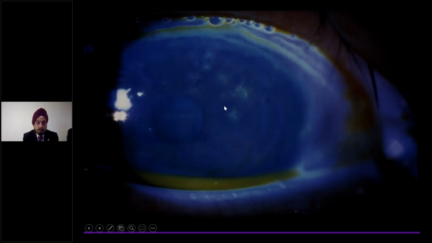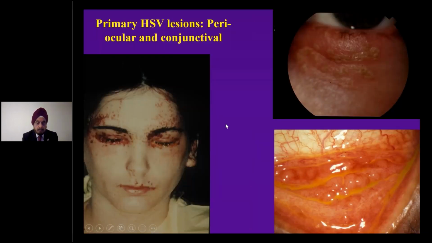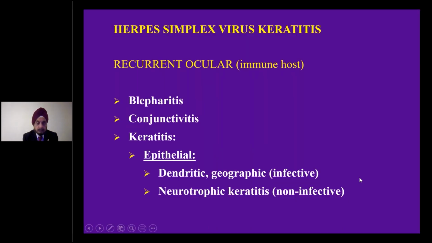So this is an example here of microdendrites, little stellate lesions on the cornea in the child. And these are an example of primary herpes. You can see this rash around the eyes. It can be hemorrhagic along the lips. And this is a skin manifestation. And then you see these vesicular lesions on the lids and a number of follicles in the conjunctiva.